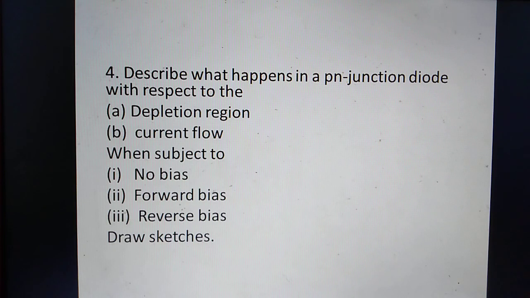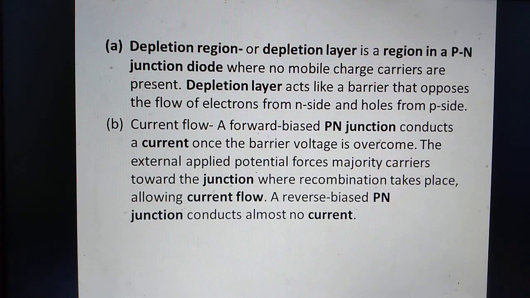Number 4, describe what happens in a p-n junction diode with respect to the depletion region and current flow. So A. Depletion region. The depletion layer is a region in a p-n junction diode where no mobile charge carriers are present. The depletion layer acts like a barrier that opposes the flow of electrons from the n side and holes from the p side. B. Current flow.